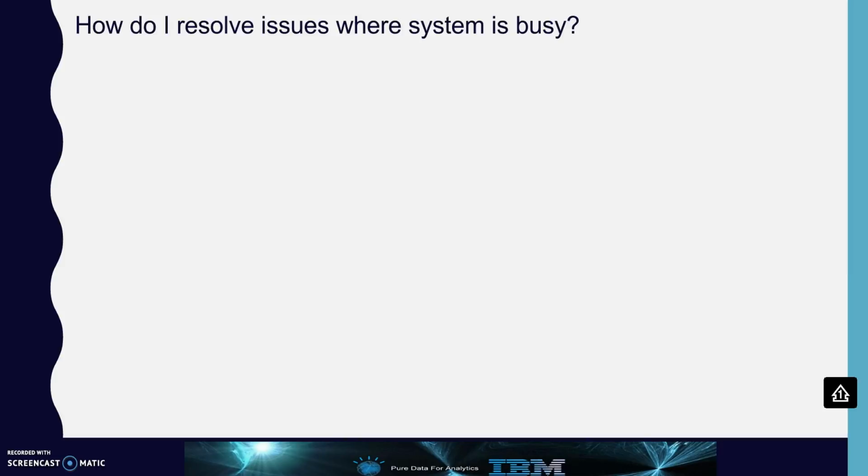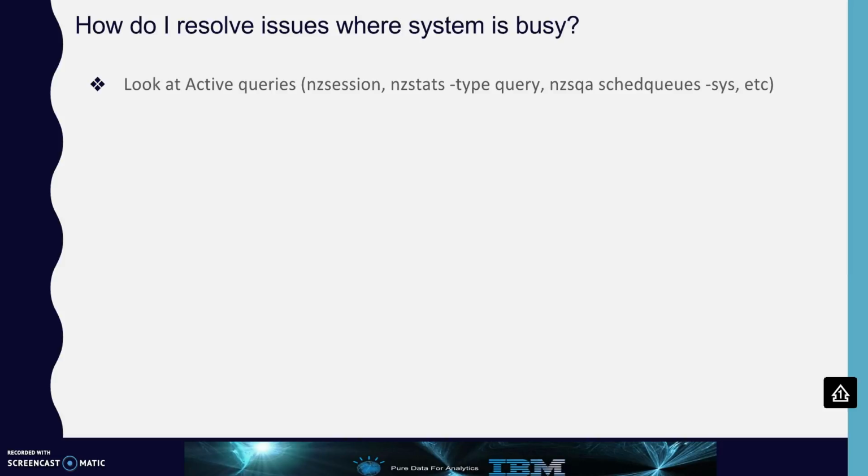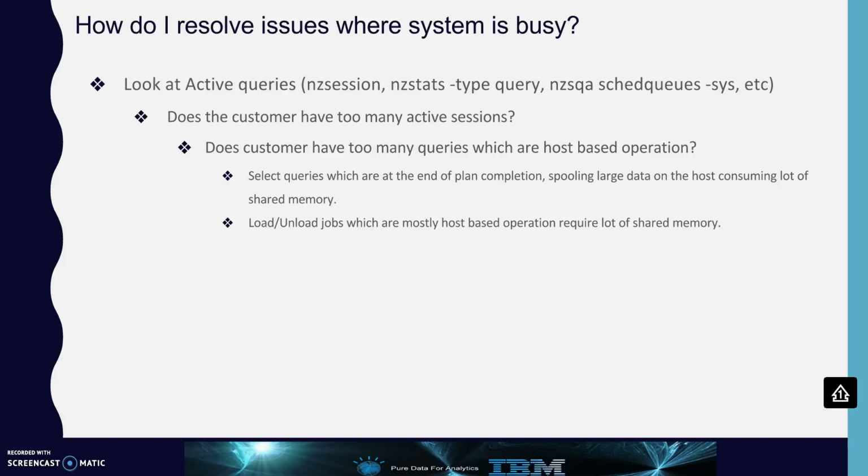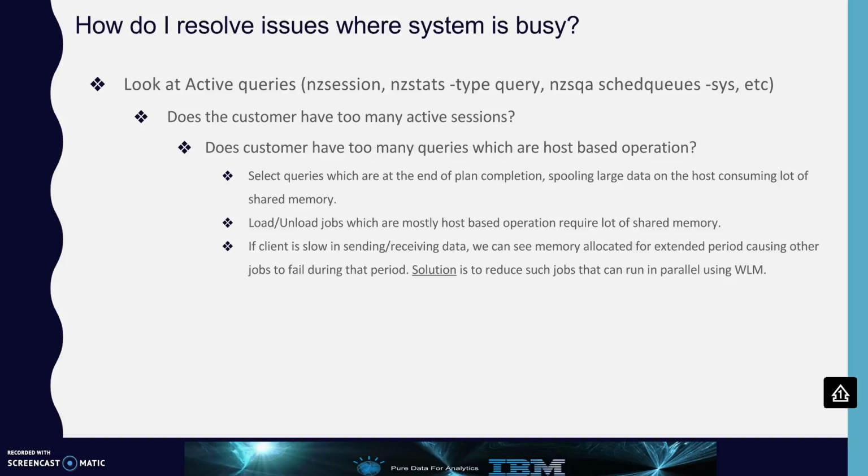How do I resolve these issues when the system is busy? Look at the active queries. Does the customer have too many active queries at the time of the failure? Does the customer have too many queries which are host-based operations? Do select queries which are at the end of completion spool a lot of data on the host, which will consume a lot of shared memory? Load and unload jobs are mostly host operations, which require a lot of shared memory.